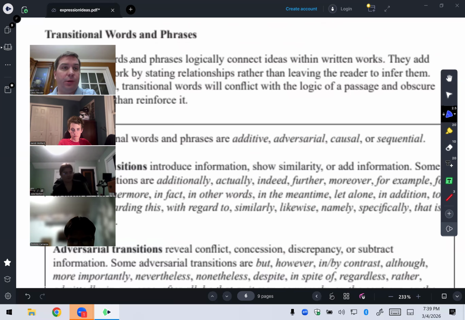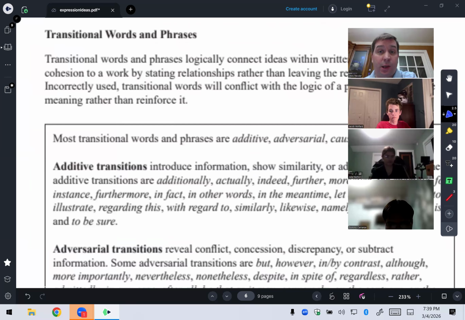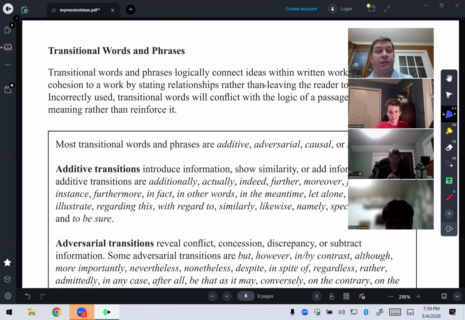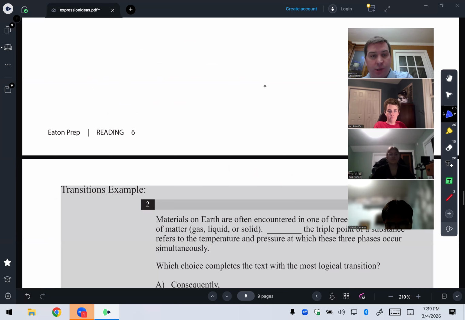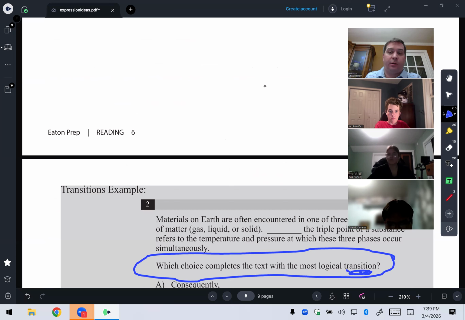All right, transitional words and phrases. All right, so this is the last thing we have to cover. We're going to talk about transitional words and phrases. They have a specific question. I'm going to skip ahead just to show you what the question always looks like. It always looks like this. Which choice completes the text with the most logical transition? They always tell you it's a transition question.